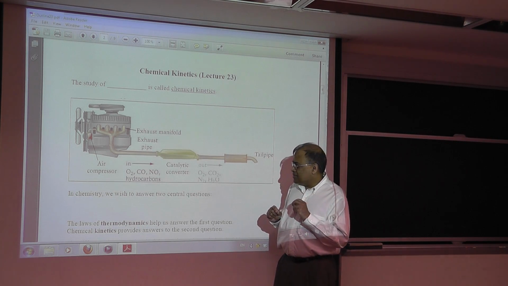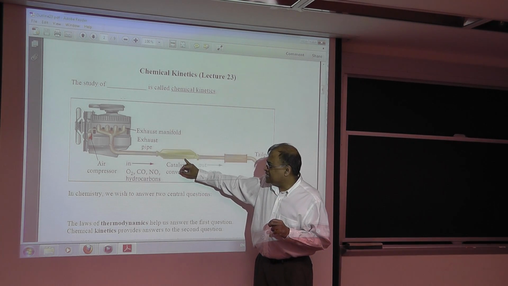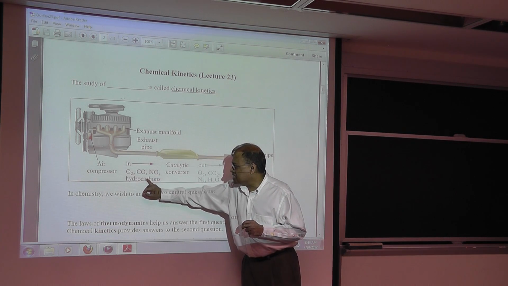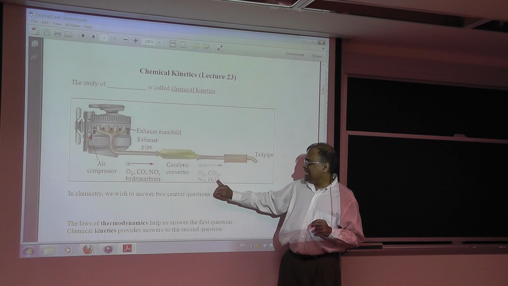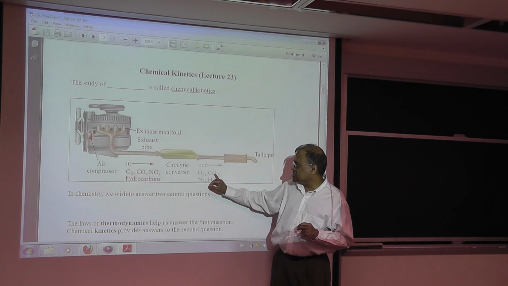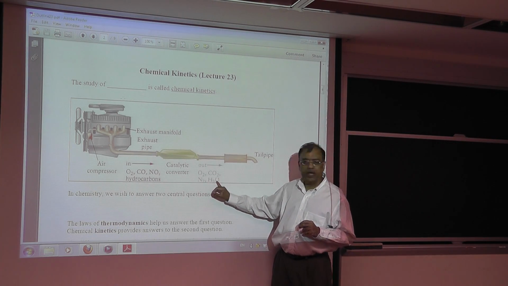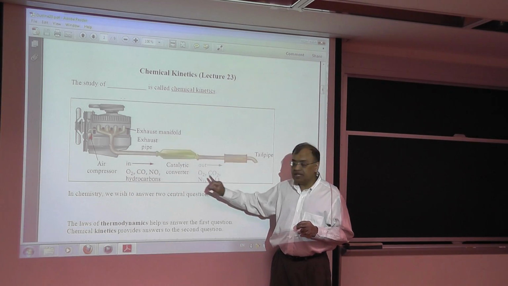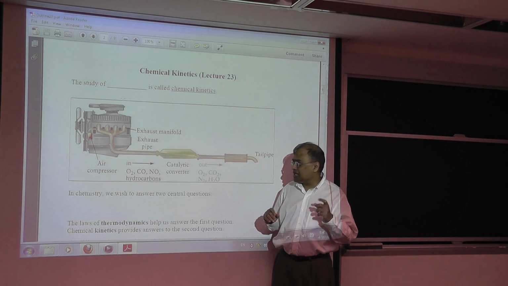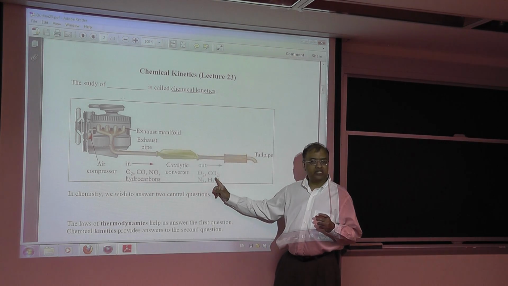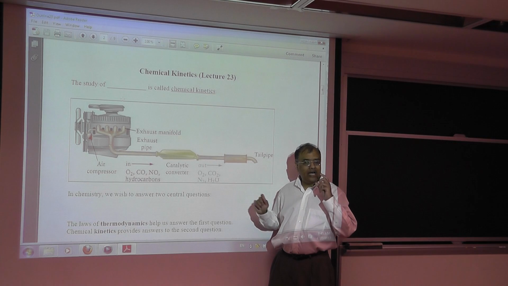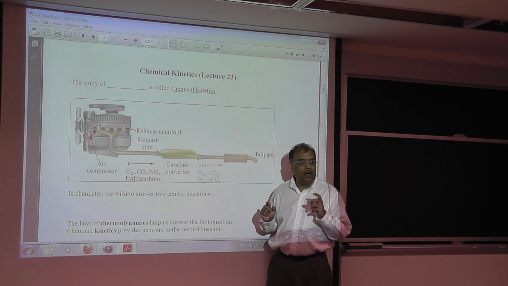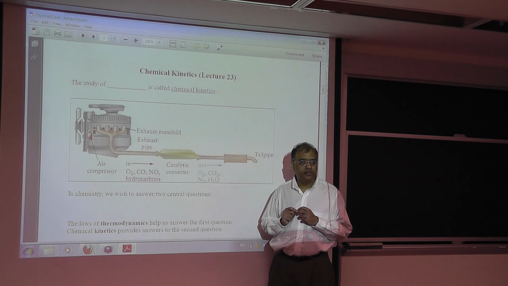What the catalytic converter does is to convert noxious gases such as carbon monoxide and nitric oxide into less noxious gases such as carbon dioxide, N2, and water. Okay? The catalytic converter speeds up the conversion of this to this. So a catalyst is a very important part of chemical kinetics.